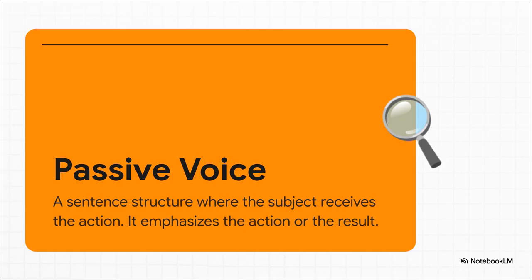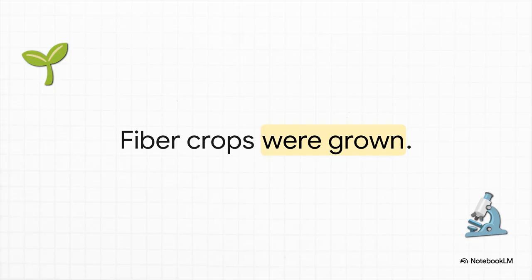And what about the original doer? Well, you can mention them at the end with the little word by, or, and this is key, they can just vanish if we don't know who they are or if they're just not important to the story we're telling. See? Look what happened. Fiber crops were grown. Fiber crops is now our subject. But are the crops doing anything? Nope. They're just sitting there, receiving the action. They were grown. Now sure, we could add by local farmers at the end, but the main spotlight has officially moved. It's on the crops now, and on the process of growing.